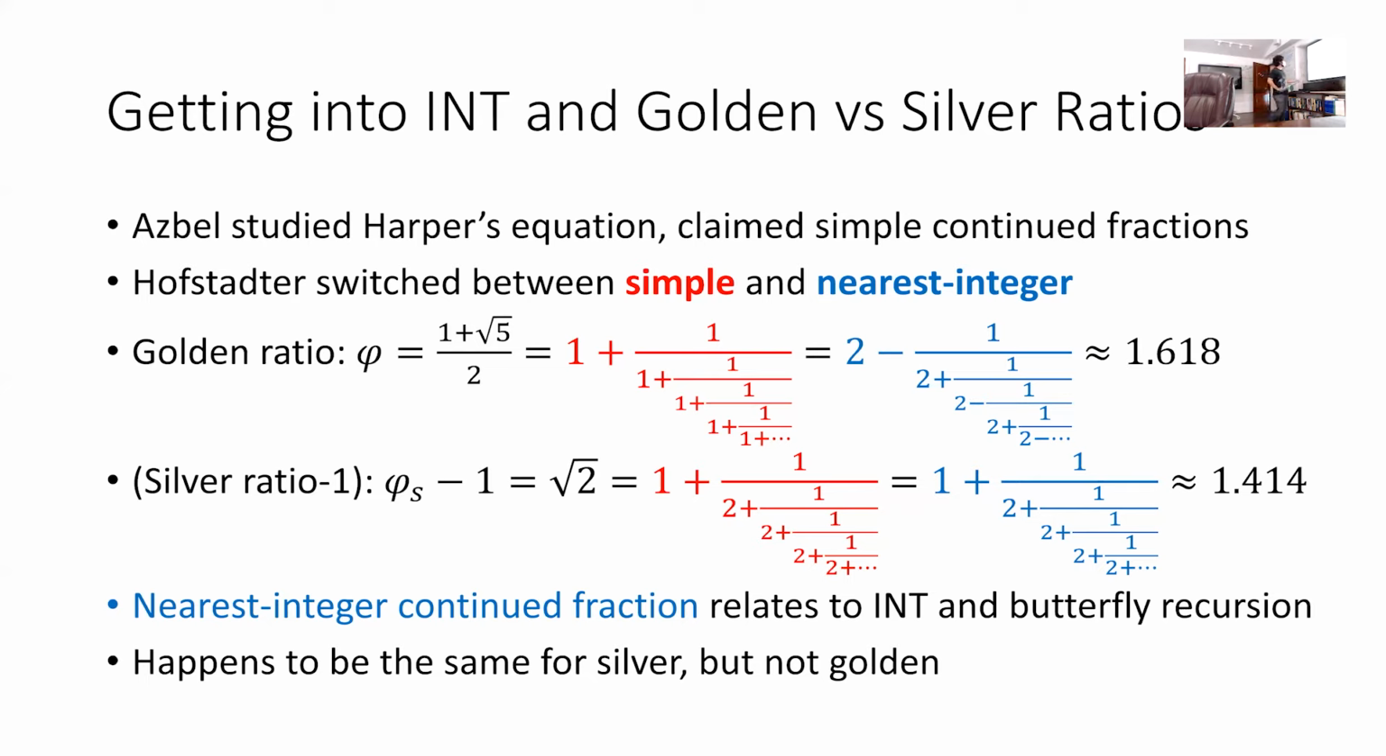Okay, so I guess the point is these two are the same irrational number, right? But if I set phi to be something related to the golden ratio, am I going to see a lot of stuff with 1s, or am I going to see a lot of stuff with 2s? Right. That's also what I want to know. So what Hofstadter found is that you need to go to the blue one, this nearest integer. Okay.